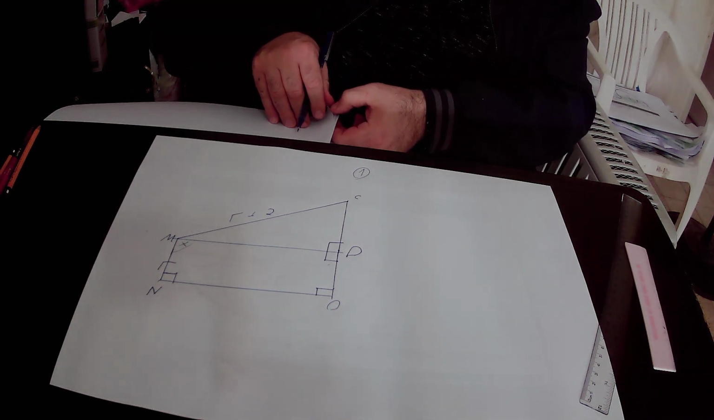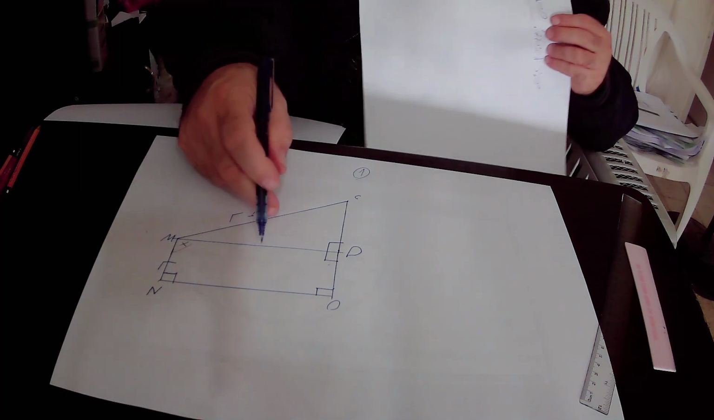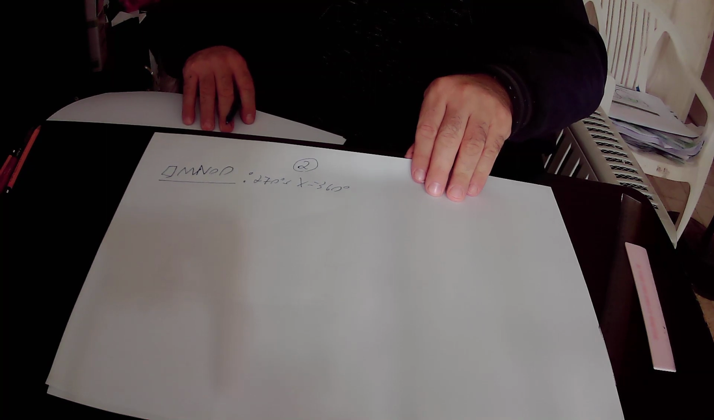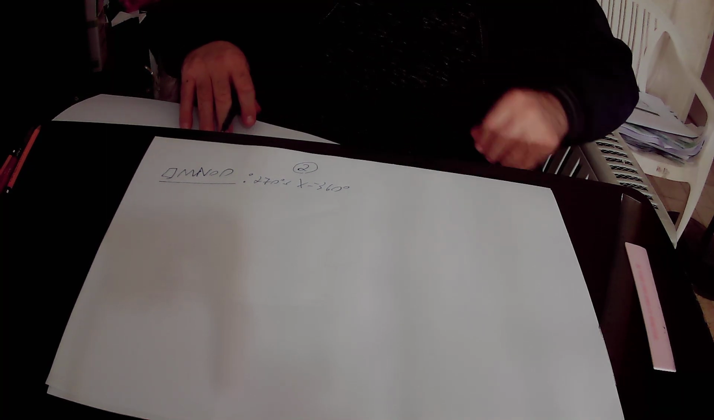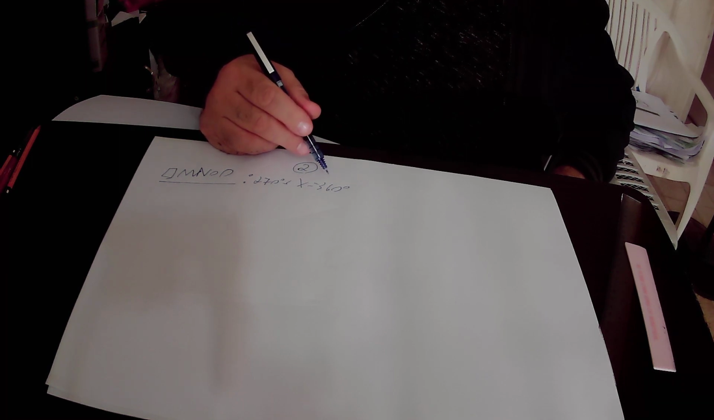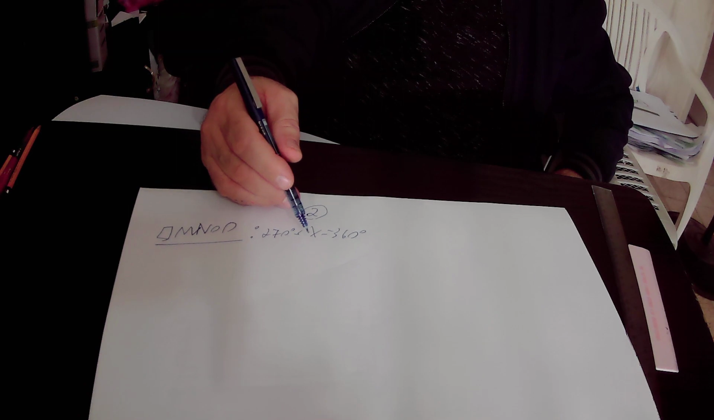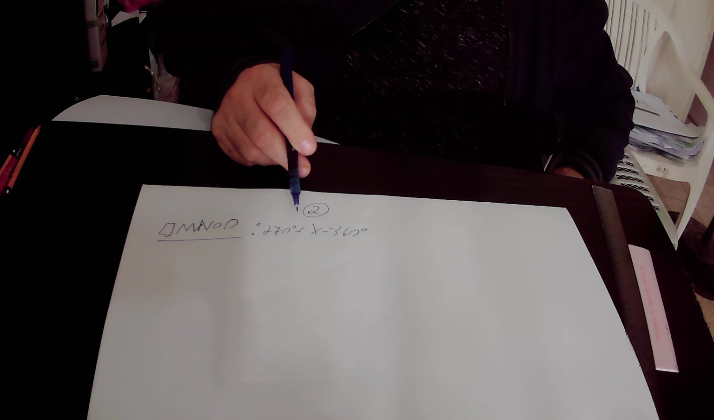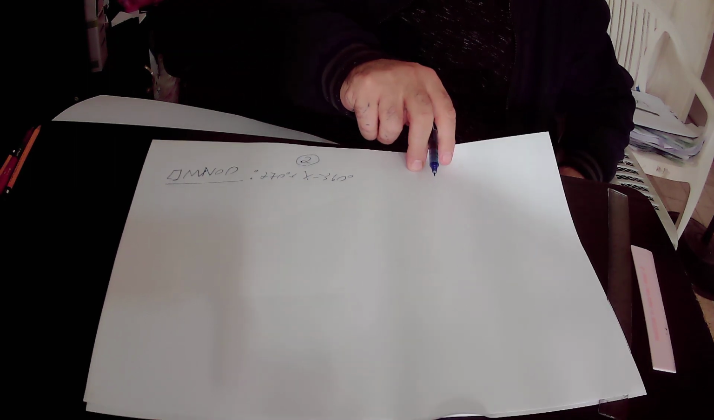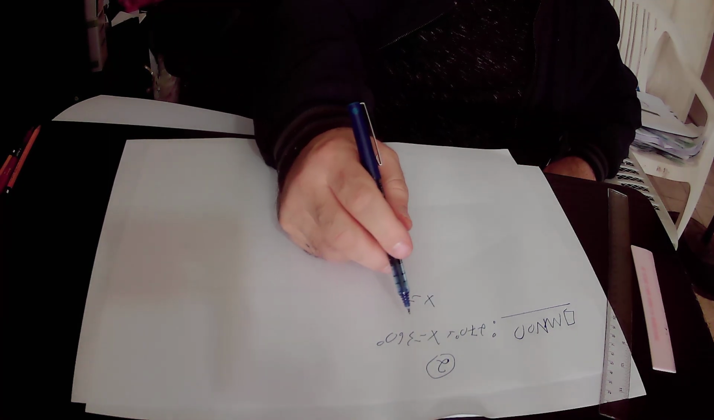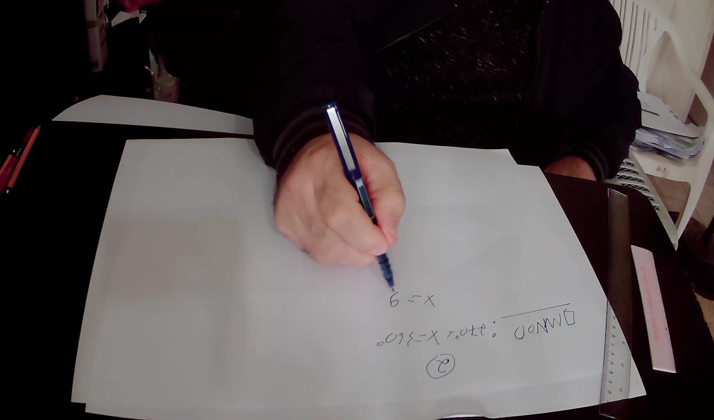So I will repeat again. The sum of the angles in this quadrilateral MNOD must be equal to 360 degrees, that is to say 270 degrees plus the size of angle x must be equal to 360 degrees. Okay, so here we will subtract 270 degrees from this equality, and we will get that the size of angle x equals 360 degrees minus 270 degrees, it equals 90 degrees.